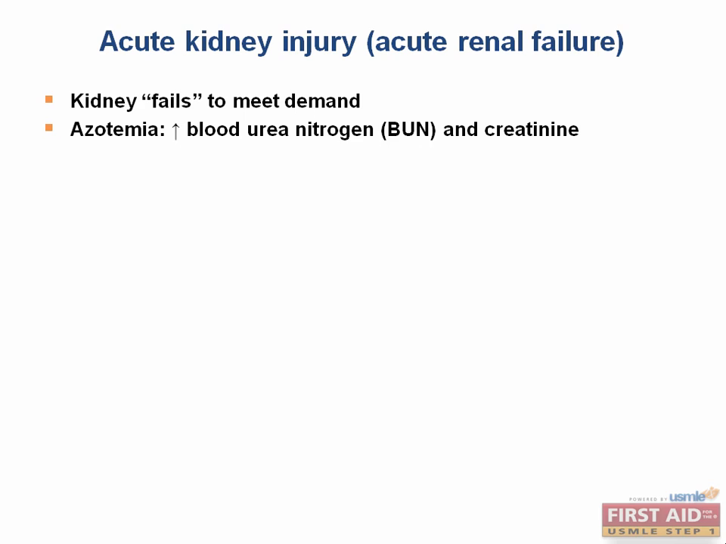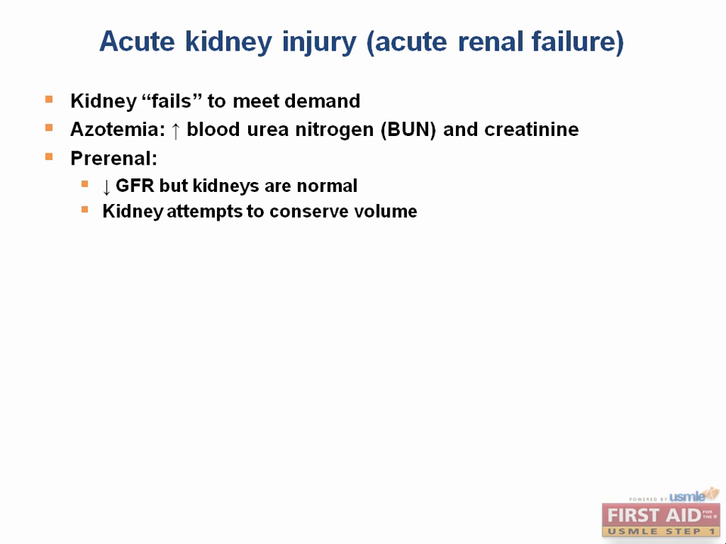This splits AKI into 3 categories: prerenal, intrinsic renal, and postrenal. Prerenal AKI results from decreased renal perfusion to an otherwise normal kidney, such as during hypotension. The GFR decreases as a result in the kidney's attempt to conserve volume. The term kidney injury here is a little misleading because the kidneys aren't actually injured. They're just failing to filter the plasma adequately because not enough plasma is coming to them.